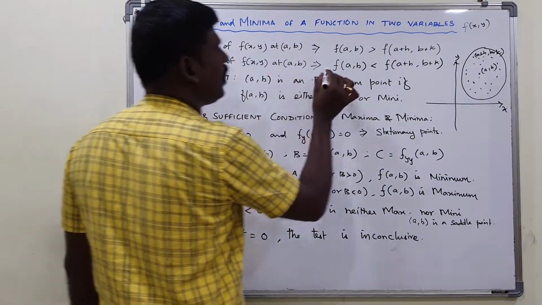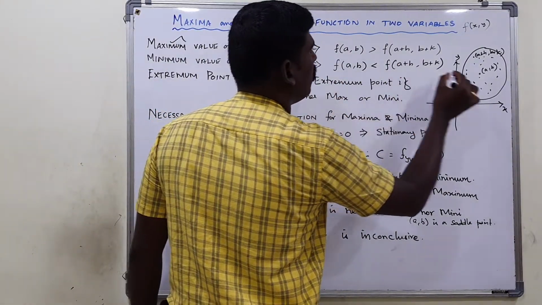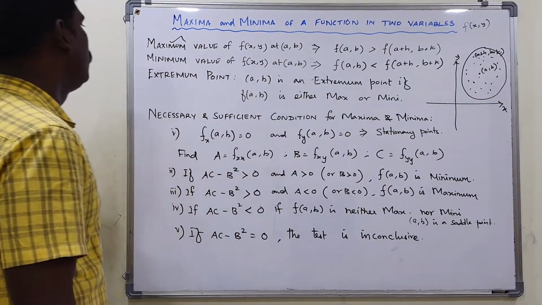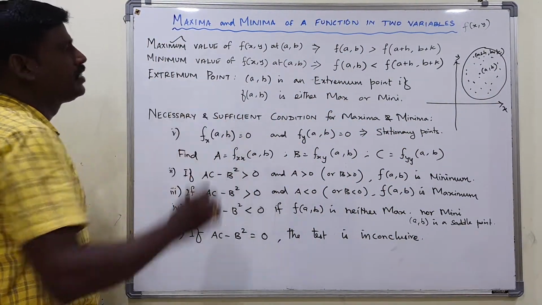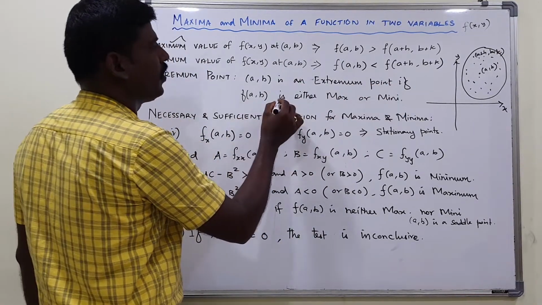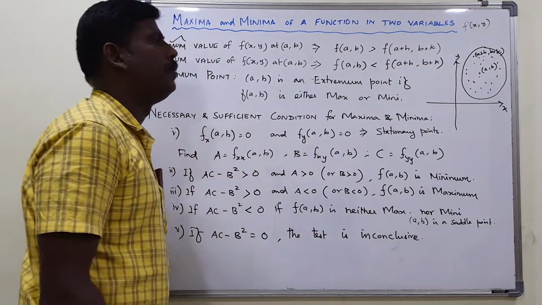If f of a comma b is minimum, then f of a comma b is less than all the values of f in the same neighborhood of a comma b. What do you mean by extremum point? A comma b is an extremum point if f of a comma b is either maximum or minimum.